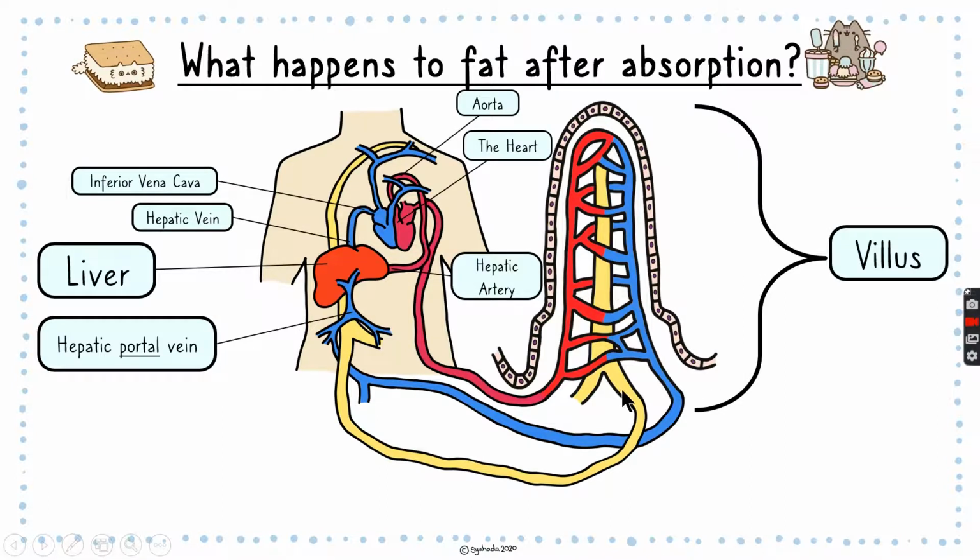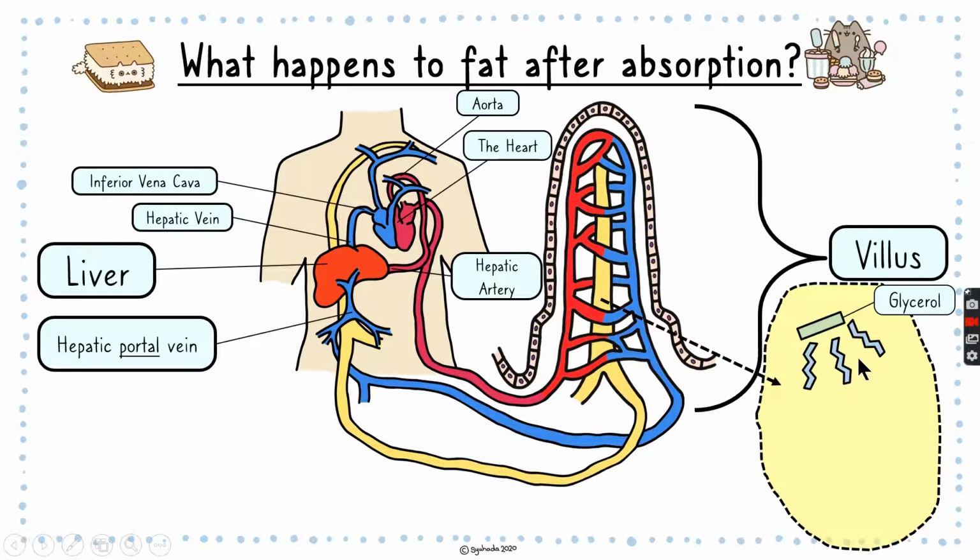This lacteal is not connected to the blood vessels, but instead into this other network called the lymphatic system. And this lymphatic system is actually connected somewhere at the vein around your neck. So let's look into here first. So we want to talk about fat, right? So the lacteal's job is to absorb fat.